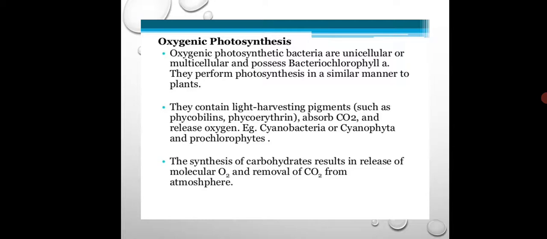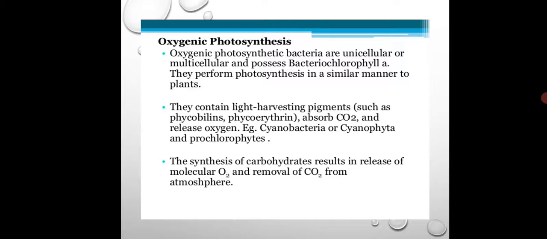Then they contain some light harvesting pigments. Now, light harvesting pigment means what? Photosynthetic pigments which carry out photosynthesis are known as light harvesting pigments or photosynthetic pigments. So they contain some photosynthetic pigments like phycobilins and phycoerythrin, which absorb carbon dioxide and can release oxygen.